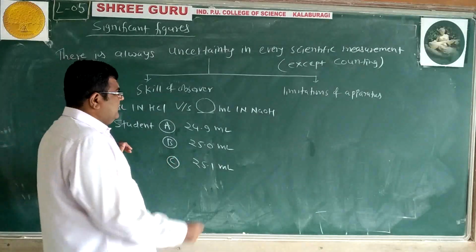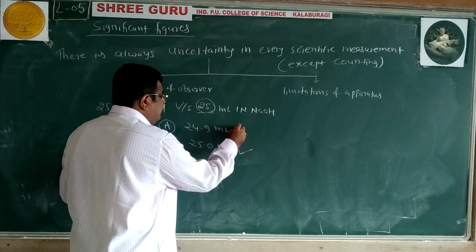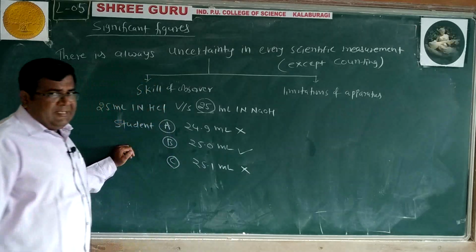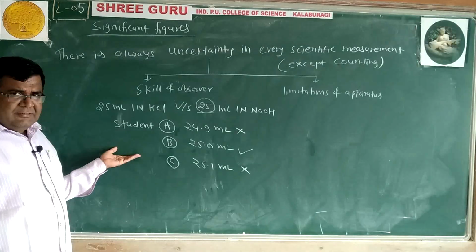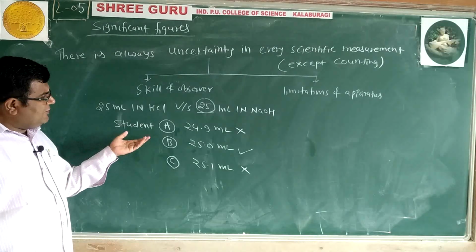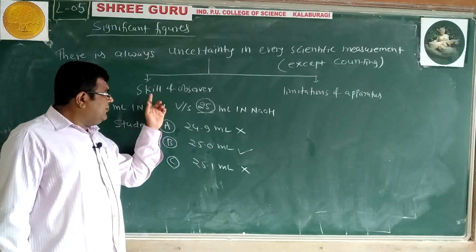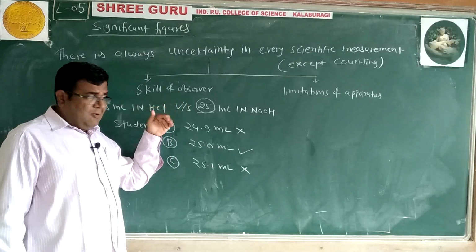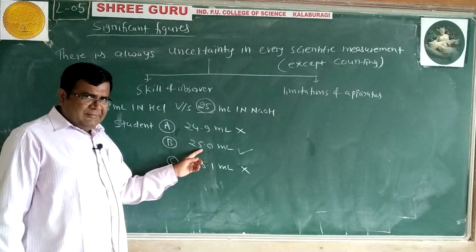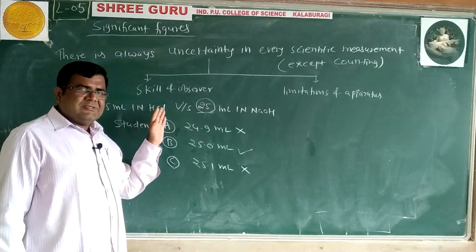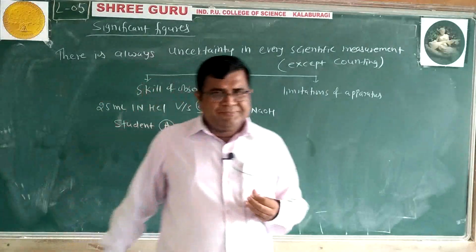So we can say that this is the true value. This should be the correct answer. So only student B has got the correct answer. A and C, they are not getting the correct answer. Right. So this limitation A and C had because they lack the skill of observing the reading, but B has observed correctly. Right. So this is one reason. Skill of observer may sometimes give us a wrong result.